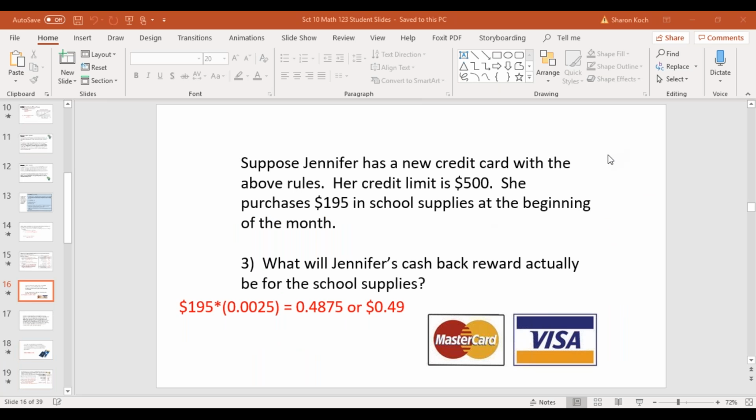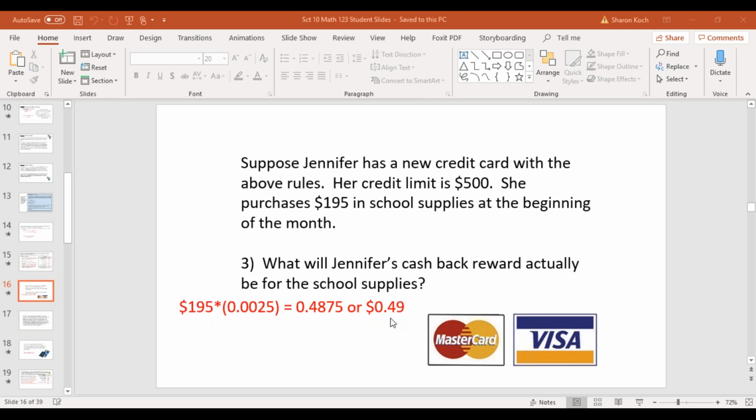All right, now what is Jennifer's cash back rewards? Remember, cash back rewards are based on your purchases, and you can only get it on new purchases. Within that first $1,500, it's 0.25%. Remember, we have to convert that to a decimal, which is 0.0025. If we take 0.25% times that purchase, she only made 49 cents in cash back rewards.